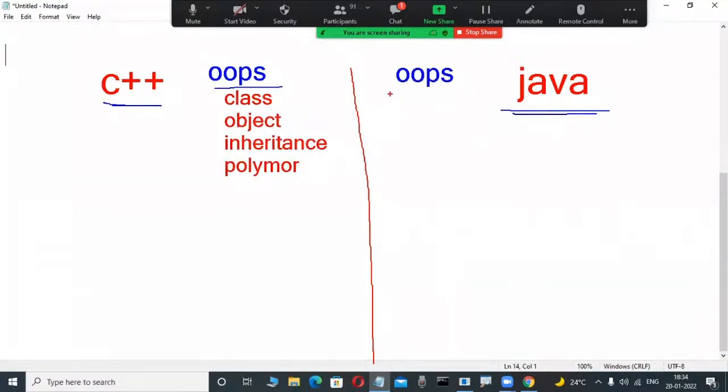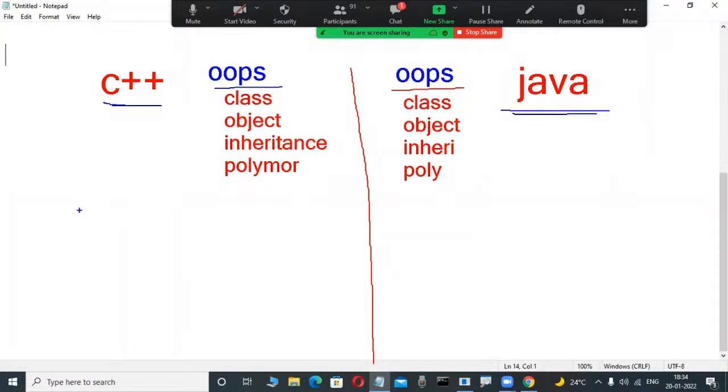Observe here. Same here, also in Java, the OOPS concepts: what is a class? What is an object? Some concepts are there or not? What is inheritance? And here, yes. What is polymorphism? So many concepts are there. That's why conceptually class, object, inheritance, polymorphism are the same in C++ and Java. Like this, encapsulation, binding, something. Okay, but observe here.